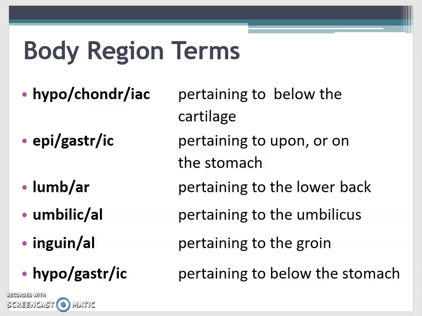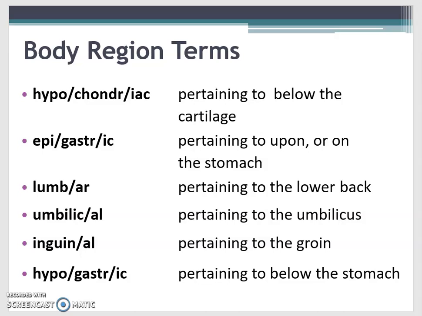Epigastric is a very common term to describe stomach pain. It's pertaining to upon or on the stomach. You will hear that all the time in clinical medicine, that someone's complaining of epigastric pain. So it's a common word. As well as lumbar, pertaining to the lower back. Maybe you've heard of lumbar support or lumbar spinal pain. The lower spine is usually the source of pathologies related to pain. So lumbar is a word you're going to hear a lot.